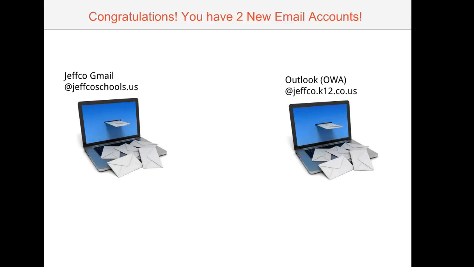That's great. Your email that was probably given to you very first thing right off the bat with Jeffco is an account that we refer to as OWA, or Outlook Web Access, and the extension for that account is @jeffco.k12.co.us. So you really have two email accounts, but there's no need to check both of those email accounts.